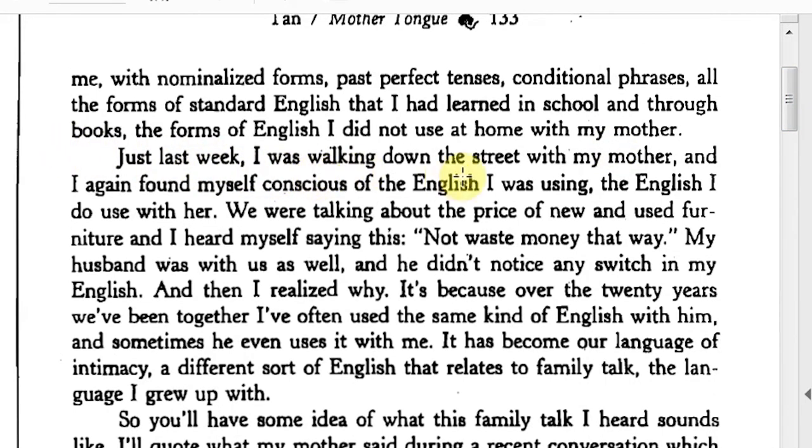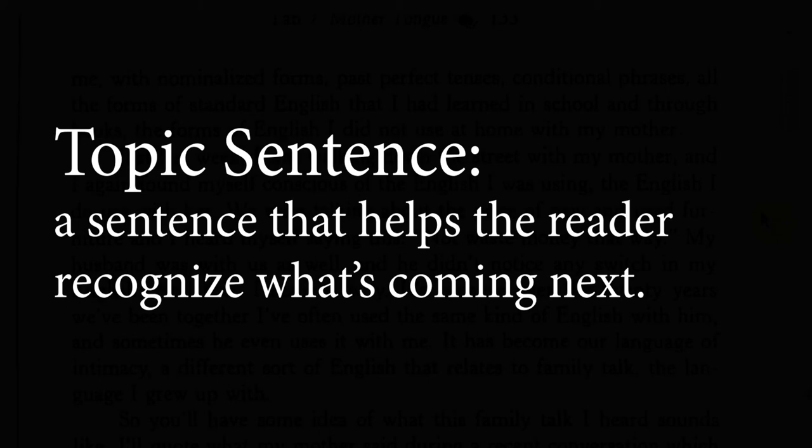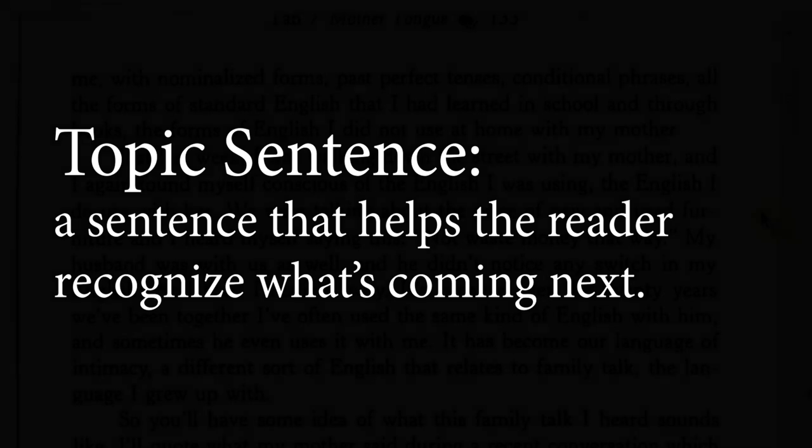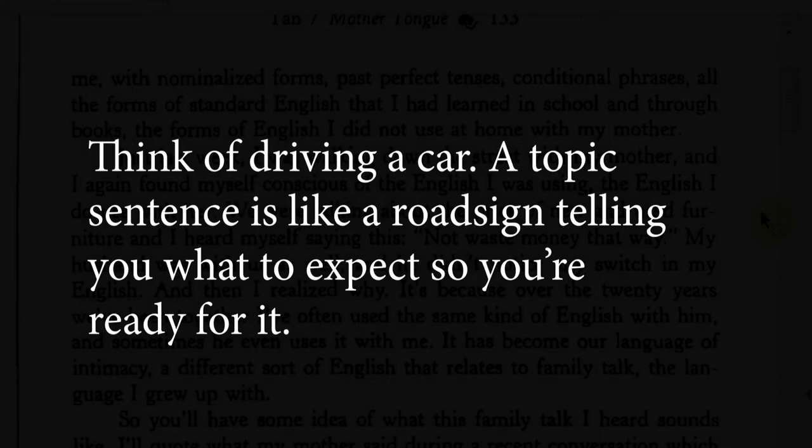If we look at the next paragraph, scroll up a little bit to this next page. "Just last week, I was walking down the street with my mother, and I again found myself conscious of the English I was using, the English I do use with her." And this, yet again, is priming the reader for what is going to come next. She's helping you understand the direction that the paragraph is about to take. This technique is called a topic sentence. You should think of a topic sentence as something that gets the reader ready for the next paragraph. It allows the reader to make a mental shift so the reader knows what's coming up next. The goal is to never surprise or disorient the reader with stuff that seems to come out of nowhere, and topic sentences allow you to avoid that.